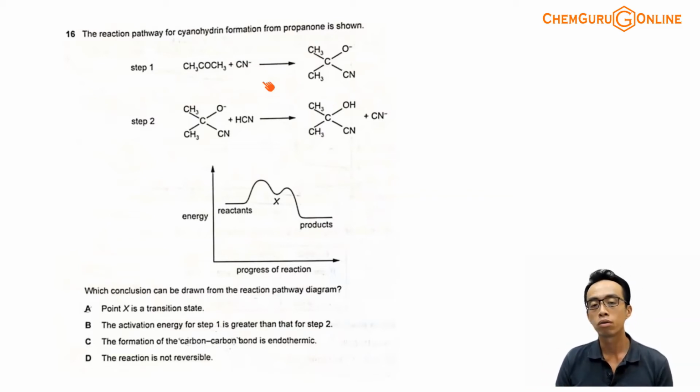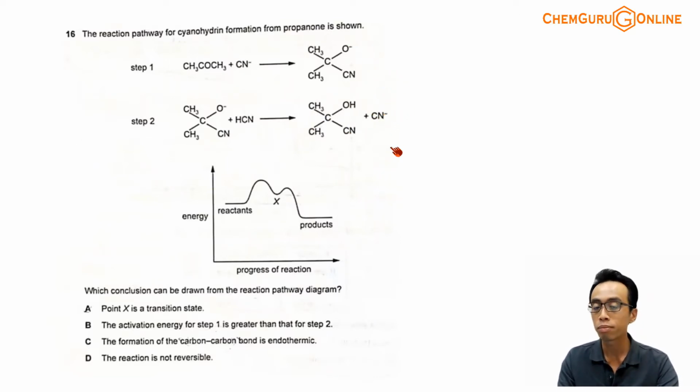Now in this video, we want to discuss the suggested solution for 2020 A-Levels H2 Chemistry Paper 1, question 16. Now question 16 goes something like this. The reaction pathway for cyanohydrin formation from propanone is shown. So step number 1, we have our ketone with CN- to form this intermediate. Then step number 2, the intermediate will react with HCN to give me my cyanohydrin product, and we regenerate this CN-.